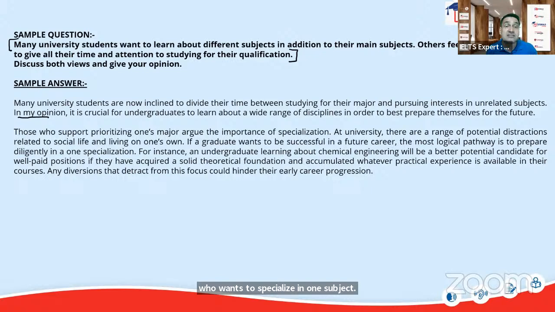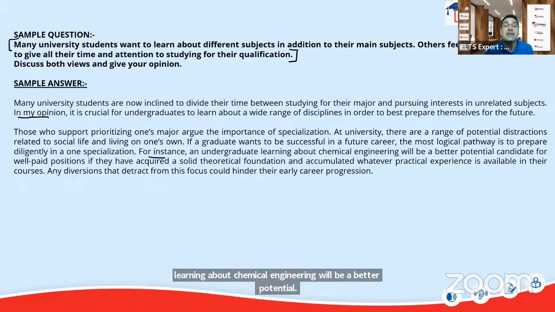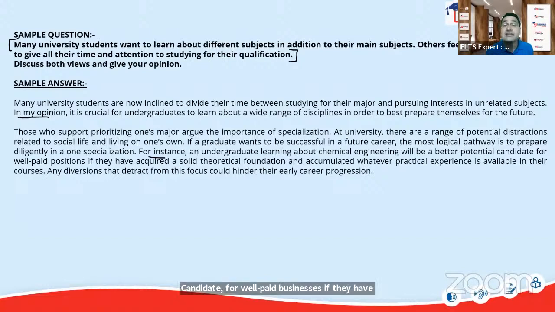Then we are going to give an example. We are using a linker. For instance, an undergraduate learning about chemical engineering will be a better potential candidate for well-paid positions if they have acquired a solid theoretical foundation and accumulated whatever practical experience is available in their courses. Any divergence that detracts from this focus could hinder their early career progression. So this is our view 1.